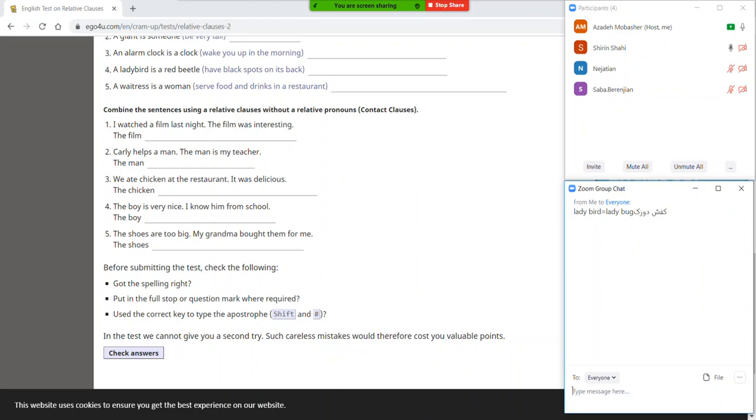Kelly helps a man. The man is my teacher. The man Kelly helps is my teacher. Very good. Number three. We ate chicken at the restaurant. It was delicious. We didn't eat a kitchen. The chicken. Yes. The chicken we ate at the restaurant was delicious.